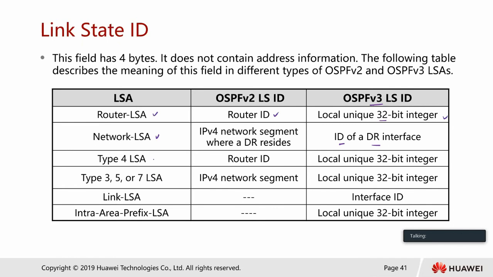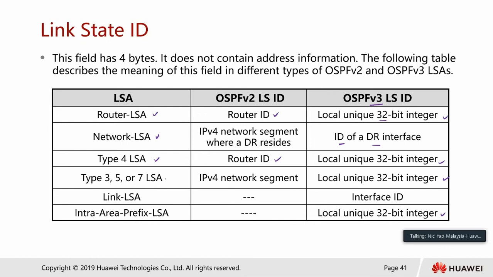Type 4, router IDs, but in OSPFv3 they're using a 32-bit unit. So most of the time in OSPFv3, they're going to have unique numbers to identify who they are and what link state information they are representing. That will be a difference compared to OSPFv2.